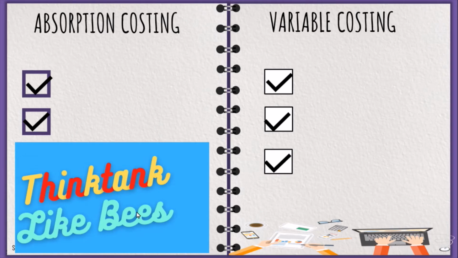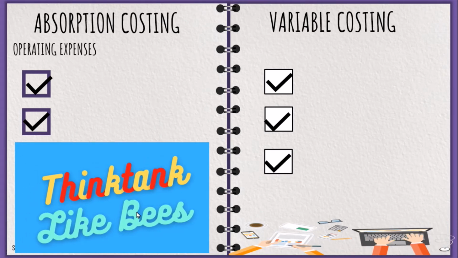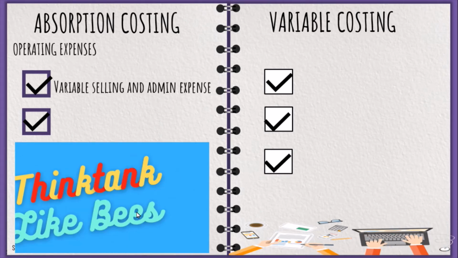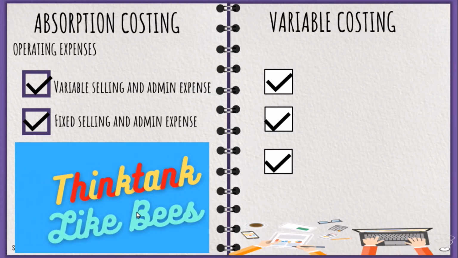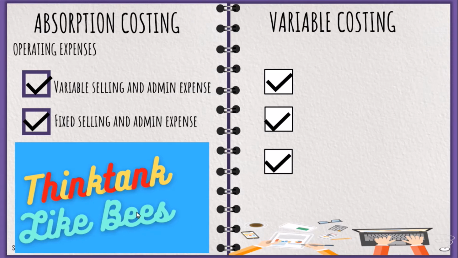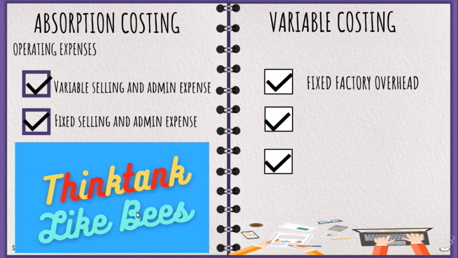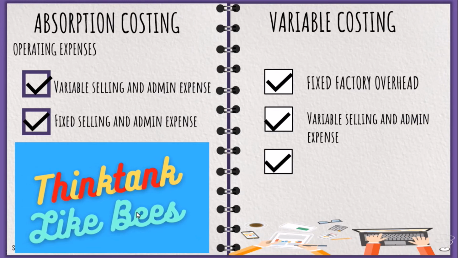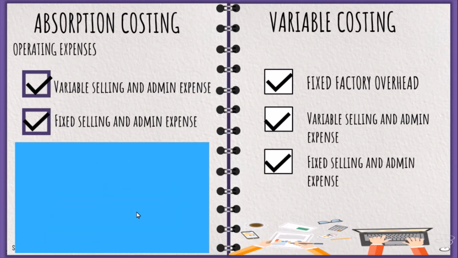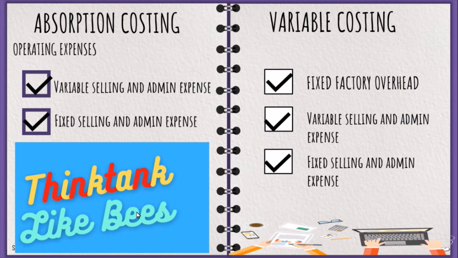Under absorption costing, on operating expenses, variable selling and admin expenses and fixed selling and admin expenses are added to each other to form the operating expenses. In variable costing, we have the fixed factory overhead, we have the variable selling and admin expense, and we have the fixed selling and admin expenses.